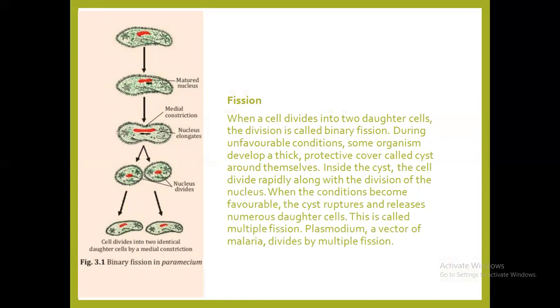During unfavorable conditions, some organisms develop a thick protective cover called a cyst around themselves. Inside the cyst, the cell divides rapidly along with the division of the nucleus. When the conditions become favorable, the cyst ruptures and releases numerous daughter cells. This is called multiple fission.